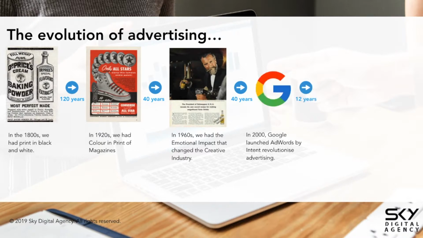The next evolution came about 40 years later. And what happened was this: Google came about. In the year 2000, Google launched AdWords. They didn't know how to monetize their platform, and basically in the year 2000 they launched the monetizing part, which was AdWords. And this was what we call advertising with intent, and this revolutionized the advertising world.